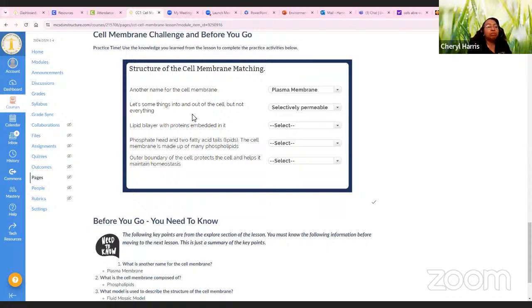Again, look at everything that it's asking you. It is a cell membrane, but because it's telling you that it lets some things in and some things not, that means it's selectively permeable. All right, the bilipid layer with the proteins embedded in it, that is our fluid mosaic model. The phosphate head with two fatty acids, I'm sorry, I should have been asking you all to tell me. The cell membrane is made up of many phospholipid layers.